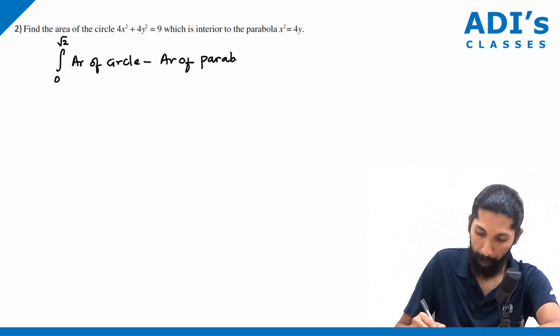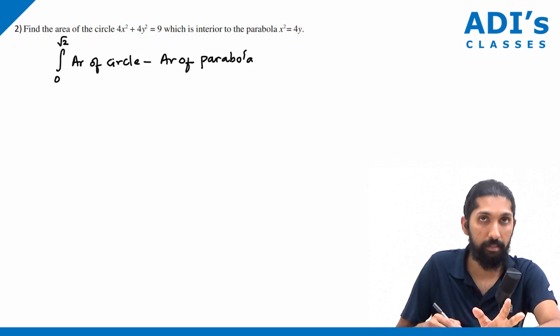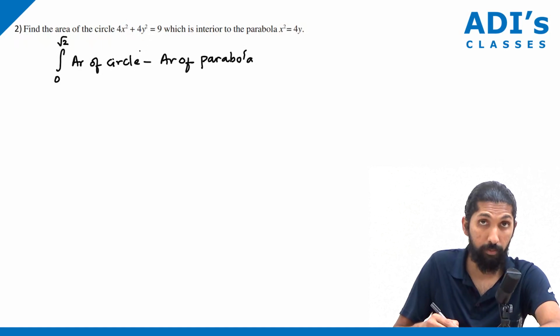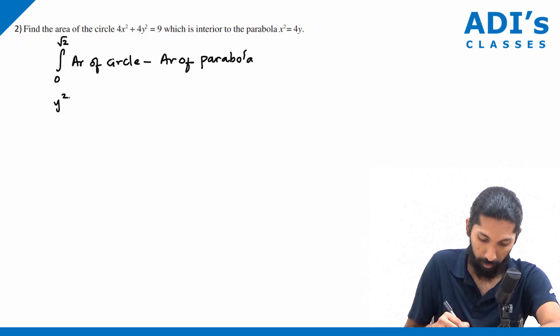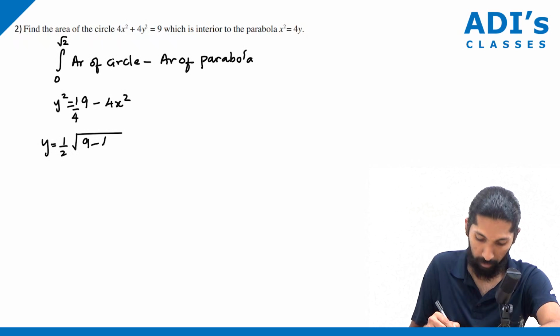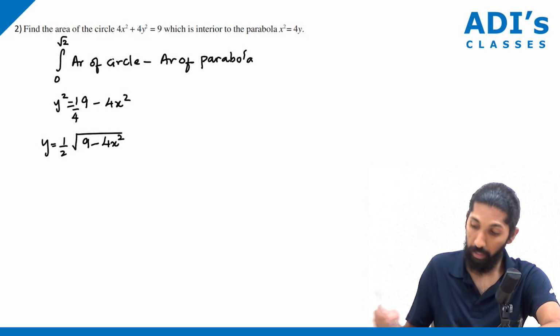Parabola. Okay. Now for the circle, we need y dx, correct? So for this one, you have 4x square plus 4y square is equal to 9. Now we'll start by taking y square is equal to (9 minus 4x square) by 4, or y is equal to 1 by 2 into root of 9 minus 4x square. Correct? Next, the area of the parabola.